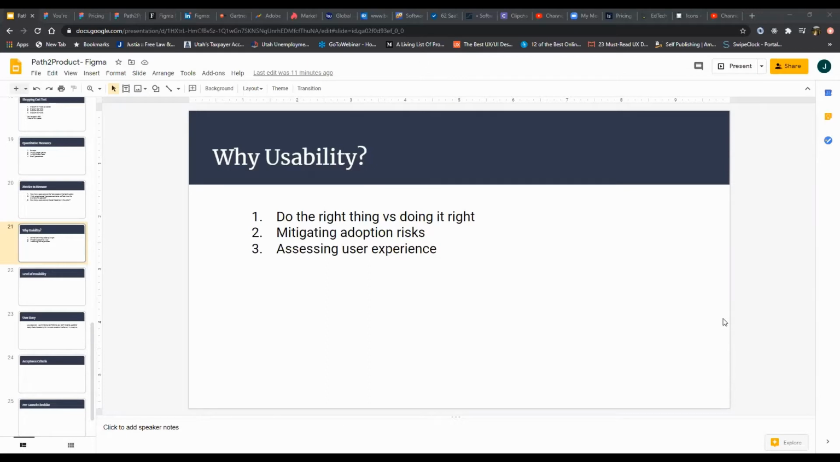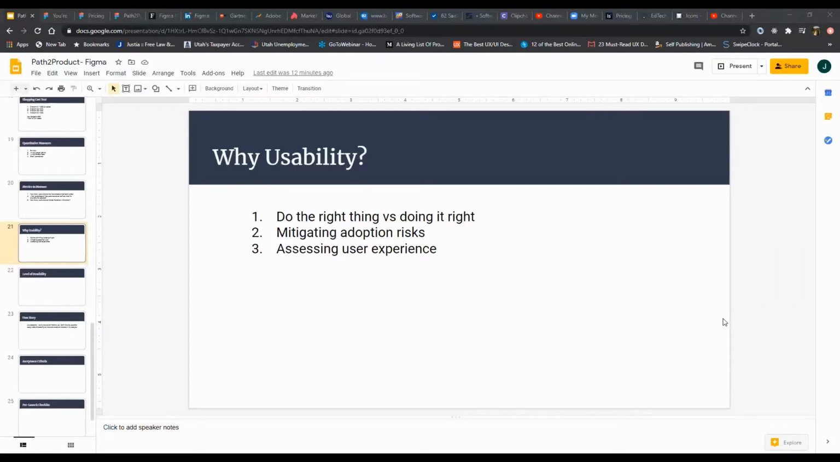So in a nutshell, usability testing is giving a series of tasks to a user to accomplish in your product or to your product, and seeing if they can successfully complete those tasks. Okay. In general, that is what a usability test is.